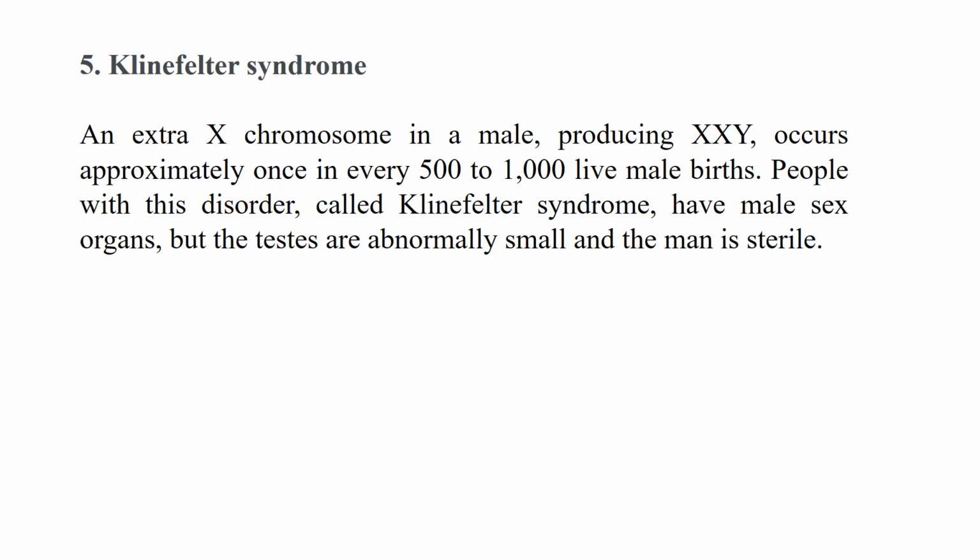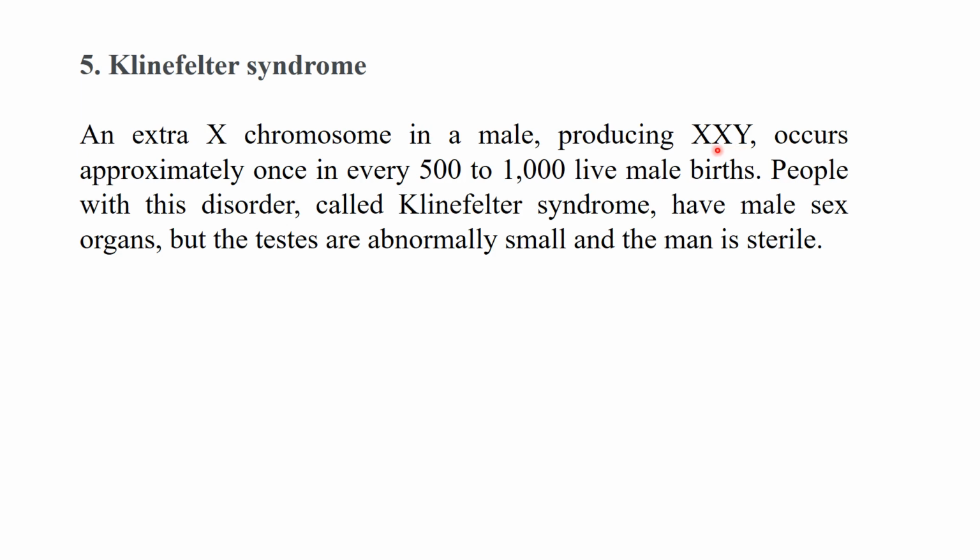Klinefelter syndrome has different conditions like XXY, XYY, or triple X. It may also have tetra X or triple XY conditions. The most common are XXY, XYY, or triple X. An extra X chromosome in a male produces XXY. Mainly males have XY, but with the extra X it is XXY.